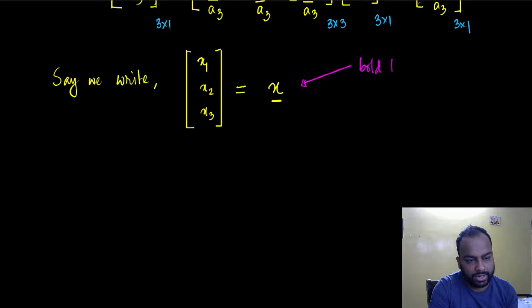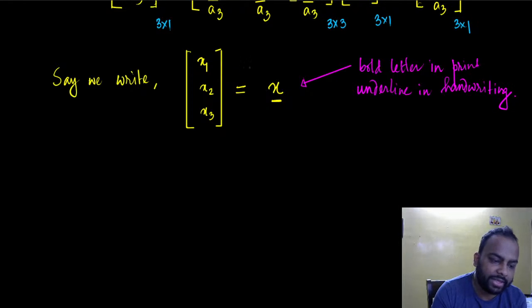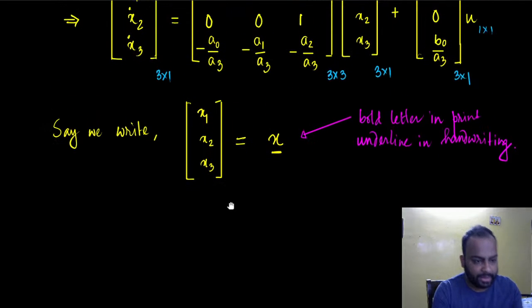This would be a bold letter in print or underline in handwriting. So you have to either put a bold letter or underline it while you are writing it by hand. Just keep that in mind. So this is a matrix, right? Just keep that in mind.